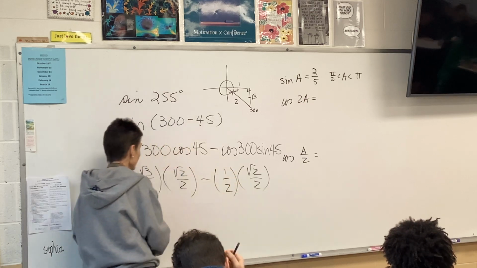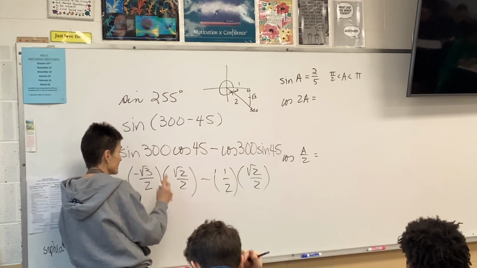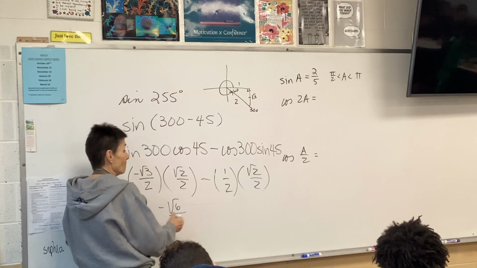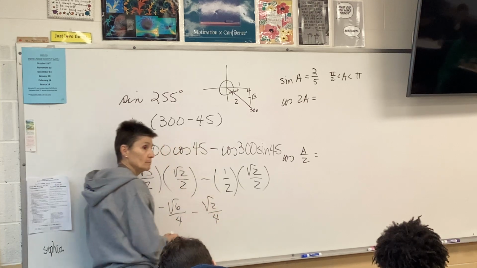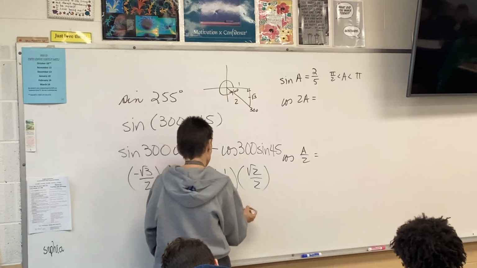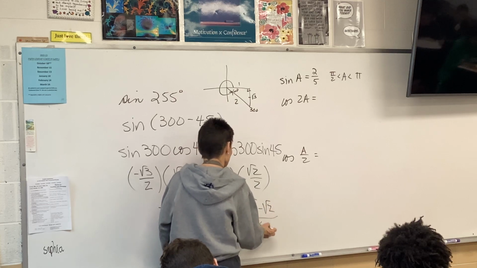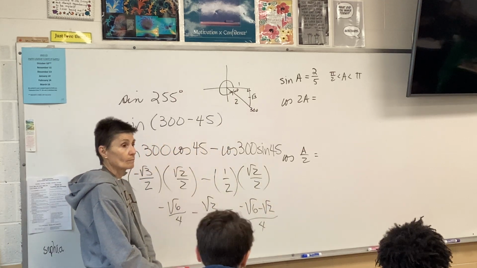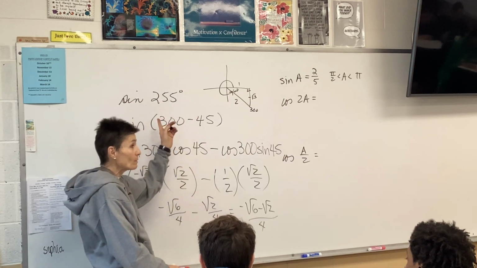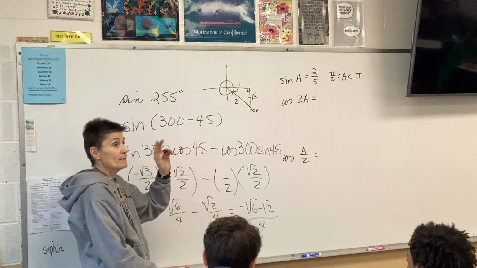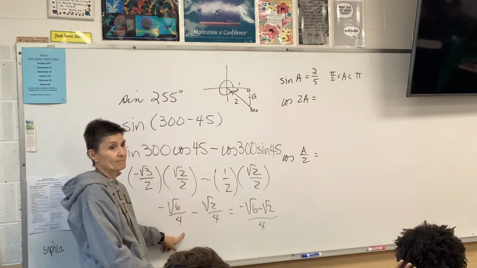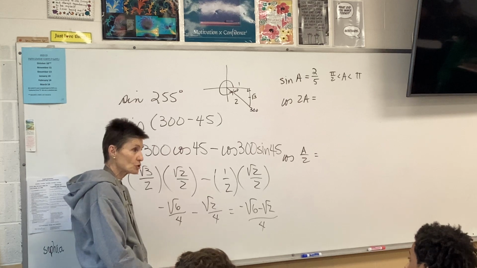1/2. Remember that each individual section here is times. So this is negative root 6 over 4 minus root 2 over 4. And we normally combine that and make it negative root 6 minus root 2 over 4. If you pick different numbers, like when I wrote it down, I immediately thought 225 plus 30, the work would be different in here, but the answer would be exactly the same. Any question about that?